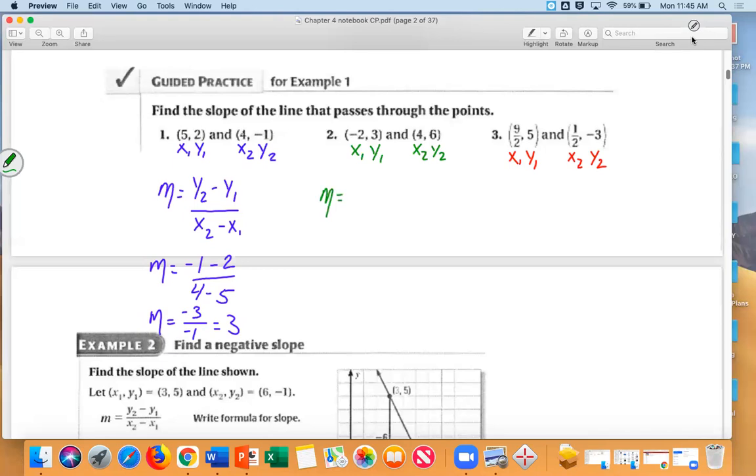So again, we're going to start out by writing our equation, which in this case is y2 minus y1 over x2 minus x1. Then I'm going to substitute. So I'm going to do 6 minus 3 over 4 minus -2. 2 negatives make a positive. So that gives me 6 minus 3 is 3 over 4 plus 2 is 6. That's 1/2.